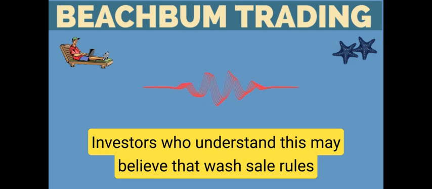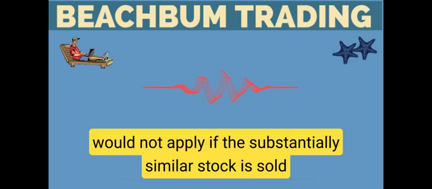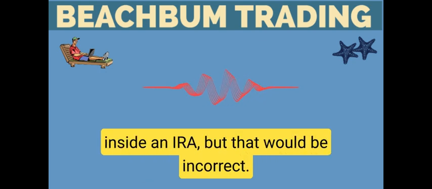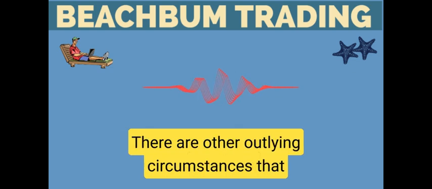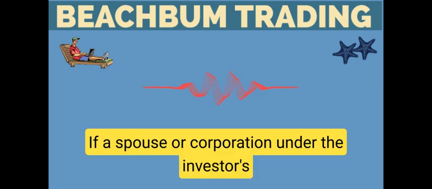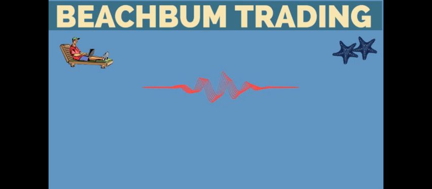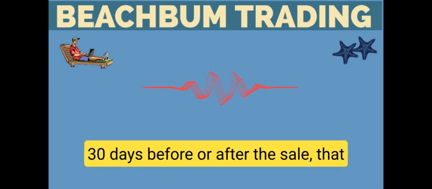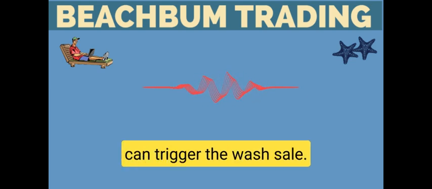Investors who understand this may believe that wash sale rules would not apply if the substantially similar stock is sold from an account that is not an IRA and repurchased inside an IRA, but that would be incorrect. There are other outlying circumstances that can trigger the wash sale rule. If a spouse or corporation under the investor's control purchases a substantially identical security during the 30 days before or after the sale, that can trigger the wash sale.